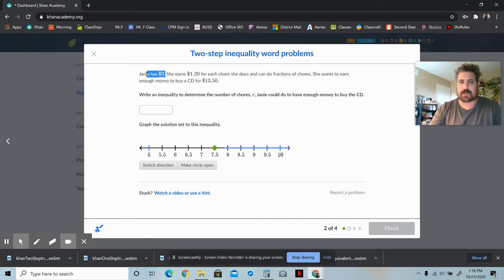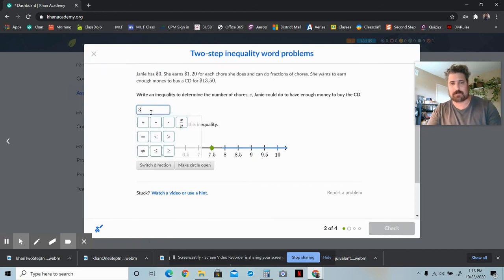Since she already has $3, that doesn't change, right? That's constant. So that's a 3. She's got $3. But what is attached to the C is the $1.20 she's getting paid for each chore. So it's 1.2 as the multiplier, right? You're increasing her amount of money by 1.2 for every what? For every one chore times C. That expression represents the amount of money that she has, right? $3 plus $1.20 per chore.